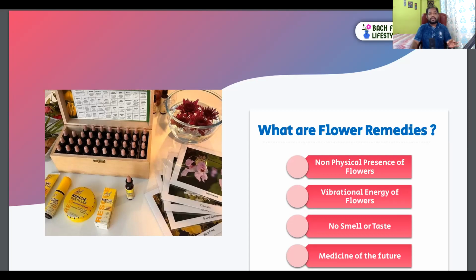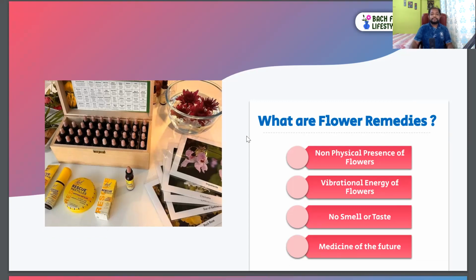This is also called the medicine of the future because these remedies are vibrational medicines, and they can be helpful for any kind of people, very easily and quickly helpful to heal. So that's why it is the medicine of the future.